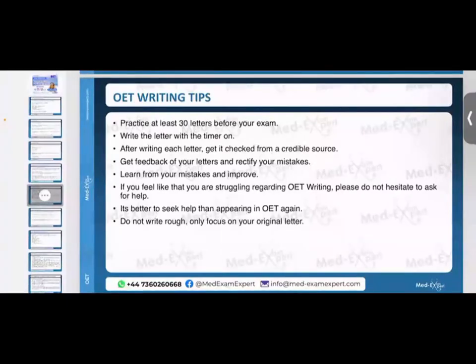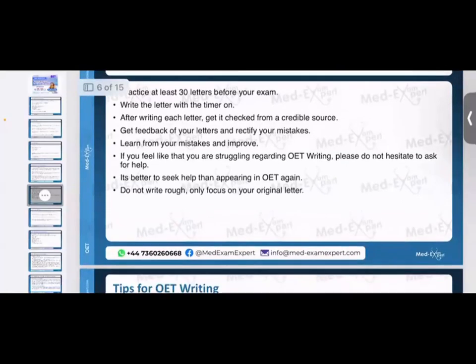After writing each letter, get it checked from a credible source, get feedback on your letters, and rectify your mistakes. This is an important point. Most of the aspirants do what? They write a letter, pick out their mistakes on their own, and then they are standing nowhere. They don't know what they have done in the letter. So write a letter, get it checked from a credible source, and whatever mistakes the mentor finds in your letter, you have to rectify them. Learn from your mistakes and improve.